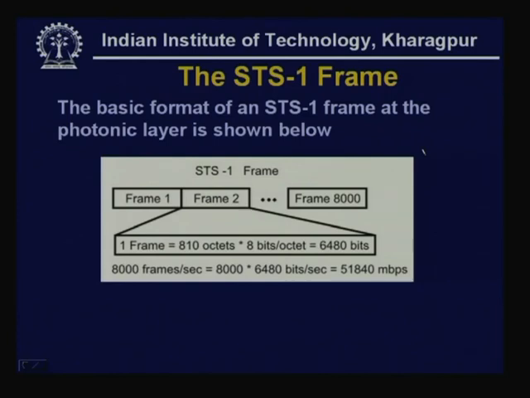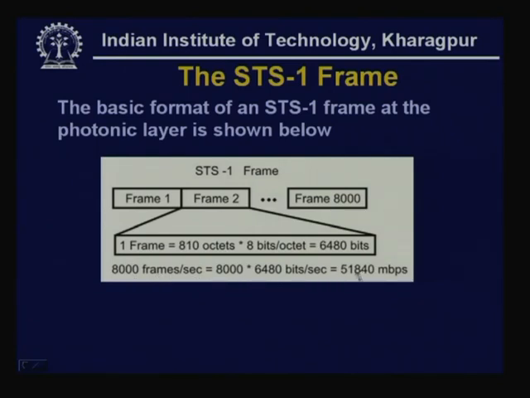So, this is the basic STS1 frame format at the photonic layer. Here, as you can see, a single STS1 stream comprises 8000 frames. One after the other these frames are sent, frame 1, frame 2, then frame 8000. Each frame is divided into 810 octets, and each octet has 8 bits. So, a single frame comprises 6480 bits, and these 8000 frames are sent per second.